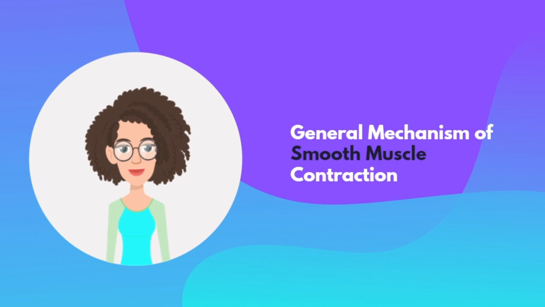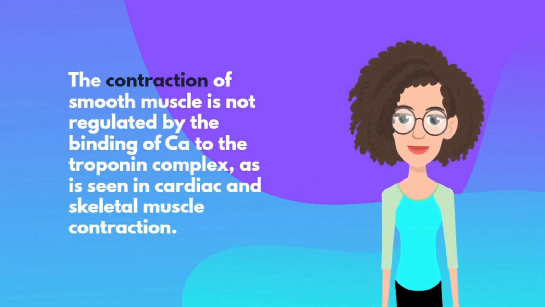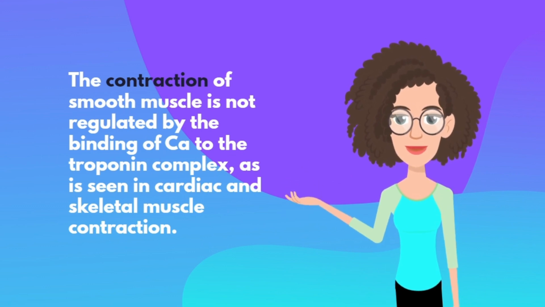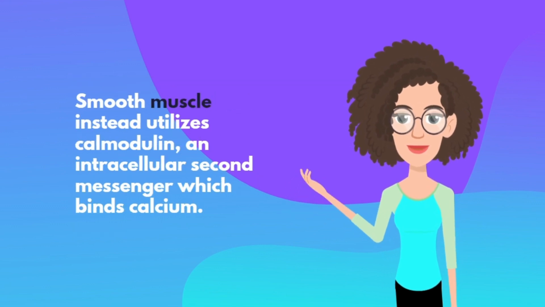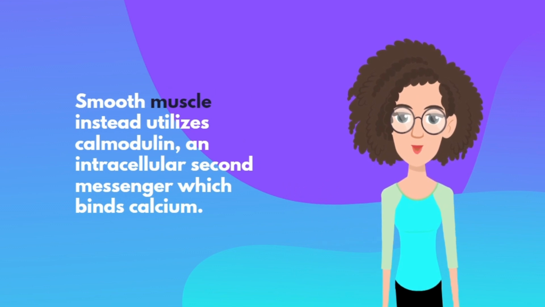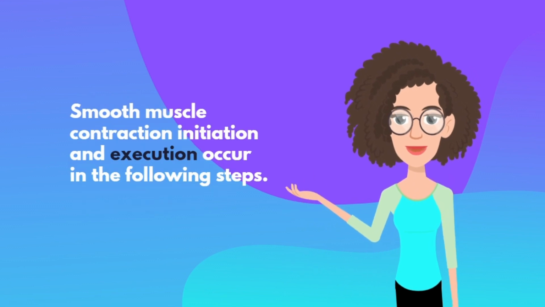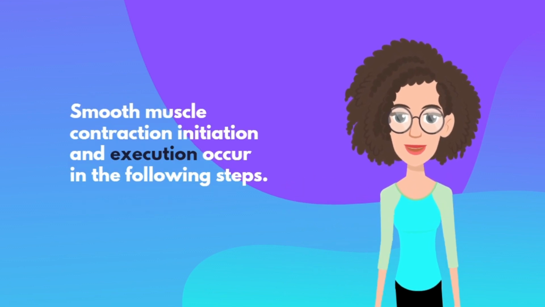General mechanism of smooth muscle contraction. The contraction of smooth muscle is not regulated by the binding of Ca to the troponin complex, as is seen in cardiac and skeletal muscle contraction. Smooth muscle instead utilizes calmodulin, an intracellular second messenger which binds calcium. Smooth muscle contraction initiation and execution occur in the following steps.